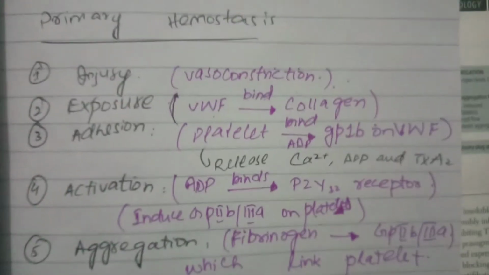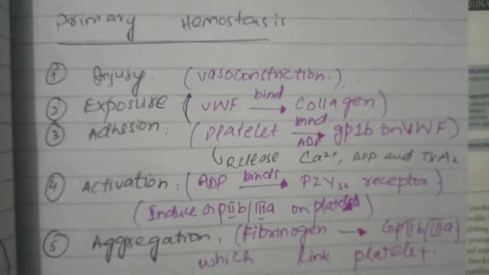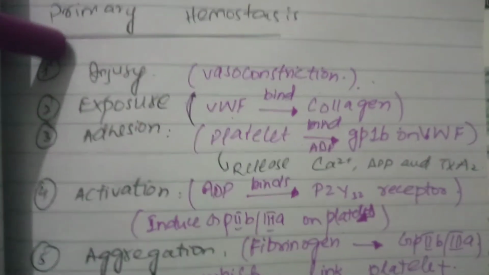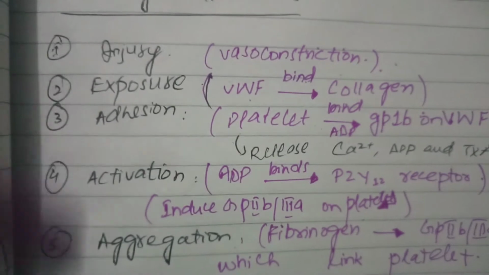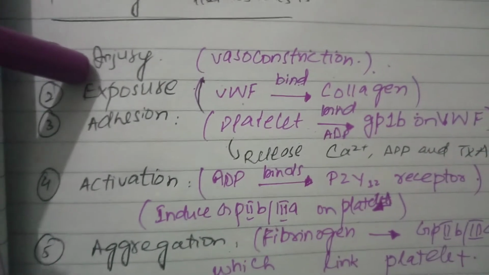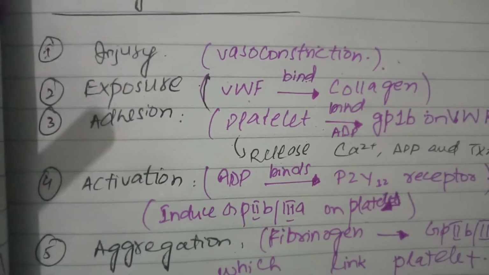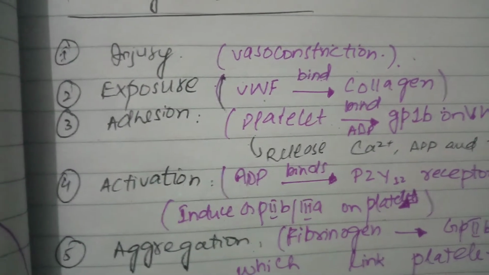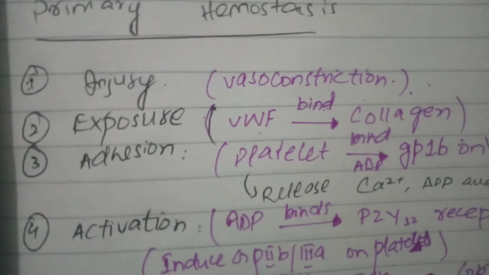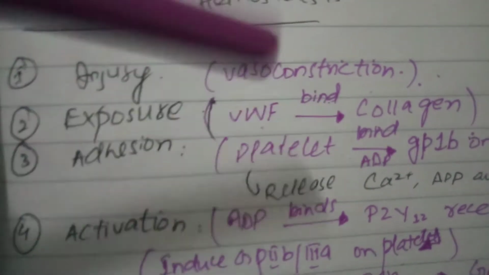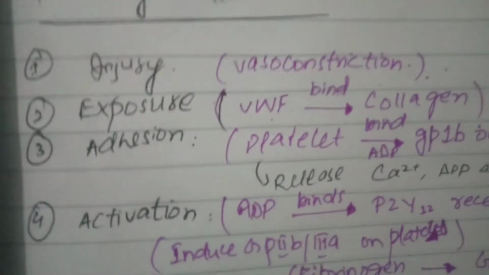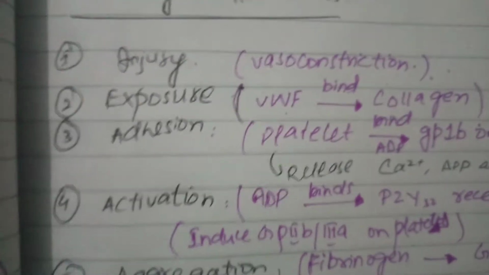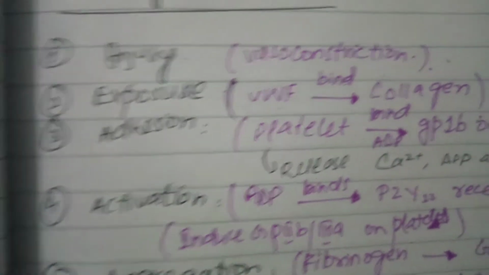So these are my notes, and here I have tried to briefly write everything. Primary hemostasis has 5 stages, and the first one is the injury. Whenever there is an injury, there will be vasoconstriction, which is by neural stimulation reflex, and the second thing helping in vasoconstriction is endothelin, which is released by the endothelial cells. Of course, whenever there is an injury, there will be exposure.